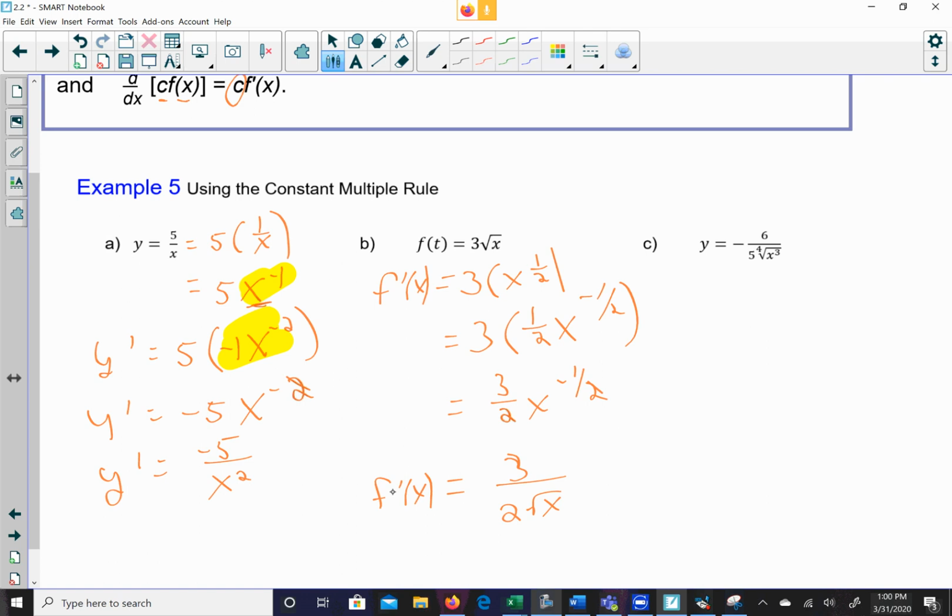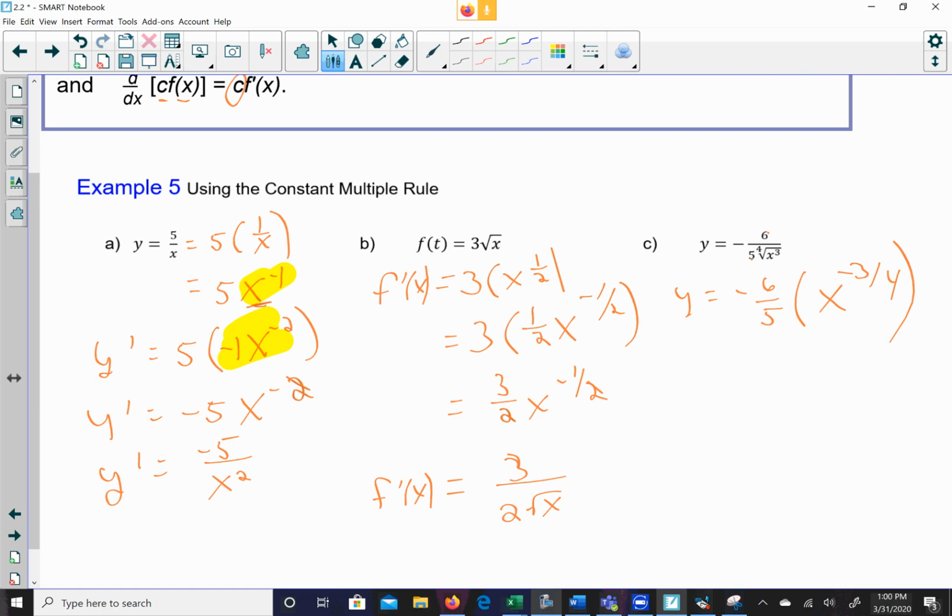Okay, looking at C. C looks complicated, really not that complicated. So this 6/5 is going to be what I'm multiplying by. So I'm going to say y is equal to -6/5. I'm just going to bring that out in front. And then I'm going to rewrite this as x to the 3/4 power. And since it's in the denominator, I'm going to make it the -3/4 power.